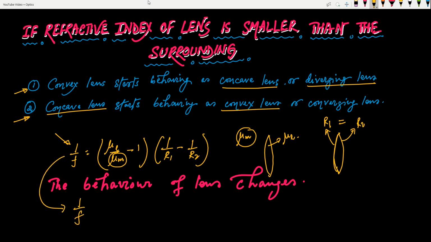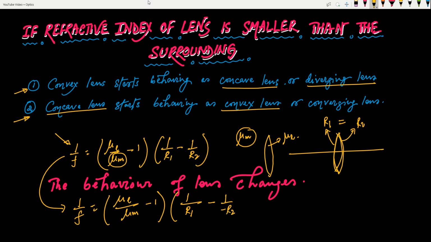We can say that 1 by f. We know that for a convex lens, the focal length is always positive, isn't it? So let's analyze (mu L by mu M minus 1). Now 1 by R1, if you look into this figure, then R1 will be positive, minus R2 will be negative, isn't it? Therefore, we can write 1 by minus R2, which ultimately, minus minus will become plus. So you can write it in this way. Now if you look into this formula, you'll see that this term is always positive because both terms are positive. The only remaining thing is this part.